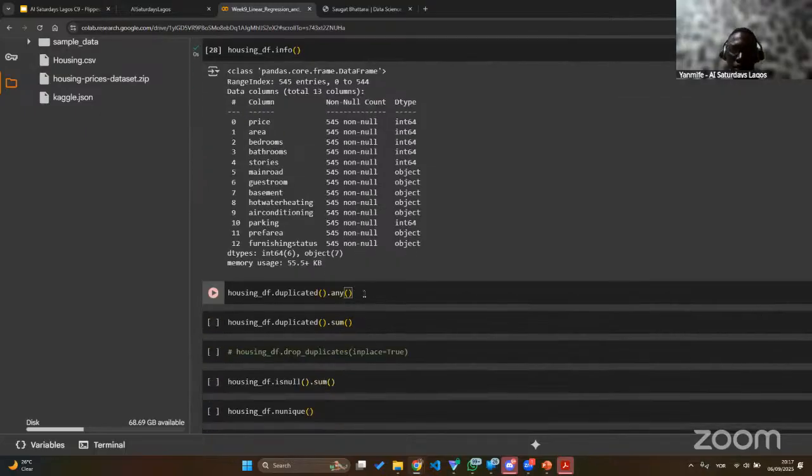But I'm doing this in case of our data sets. Everybody will be working with data sets. This data set is a very clean one. That is why I'm getting this. If not, I would have to handle it.